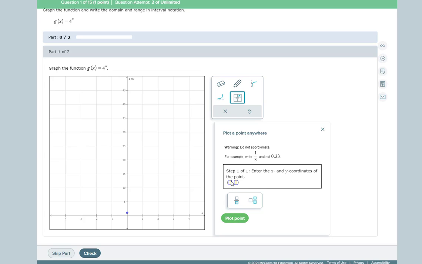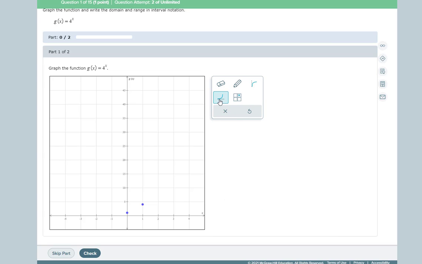And then I like to plug in a 1. A 1 would get me a 4. So I'm going to plot that point, and then I'm going to use the tool. I'm going to X out of that, and that's going to be my tool. It already starts right there. I put my horizontal asymptote, so I can just click. I clicked on it, and it's on the x-axis.